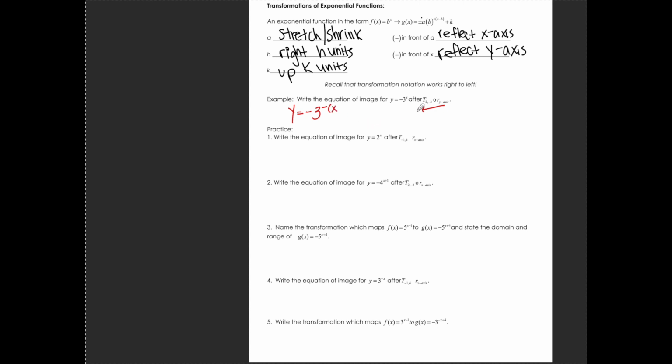This transformation, when I see capital T and then 2 numbers, this first number tells you how much to move in the x direction, and the second number tells you how much to move in the y direction. So since I have a +2 here, I know I need to move right 2 units, which means I need to have a -2 in the parentheses. Since I want to move down 3 units, -3, I have a -3 on the outside. So there's my equation. Y equals -3 to the negative x minus 2 minus 3.